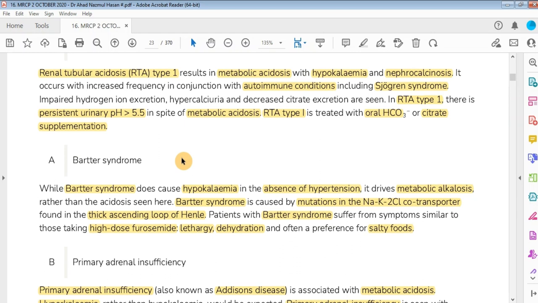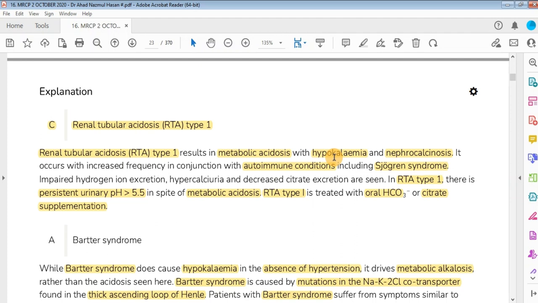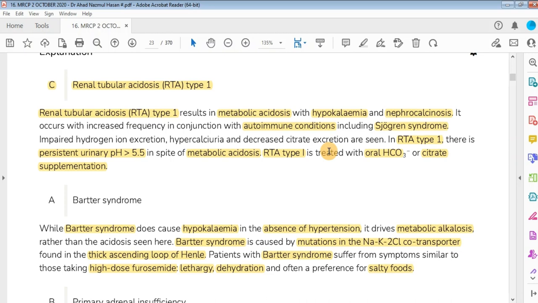Renal tubular acidosis, RTA type 1, results in metabolic acidosis with hypokalemia and nephrocalcinosis. It occurs with increased frequency in conjunction with autoimmune conditions, including Sjogren's syndrome. Impaired hydrogen excretion, hypercalciuria, decreased citrate excretion are seen. In RTA type 1, there is persistent urinary pH greater than 5.5 in spite of metabolic acidosis. RTA type 1 is treated with oral bicarbonate or citrate supplementation.